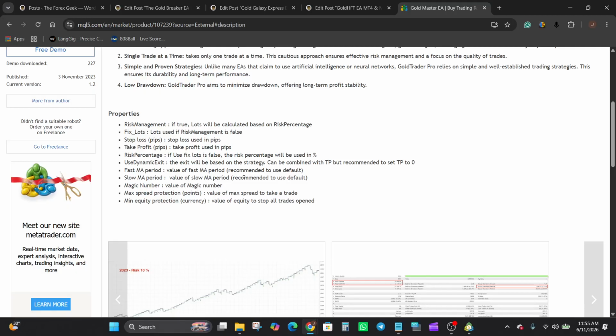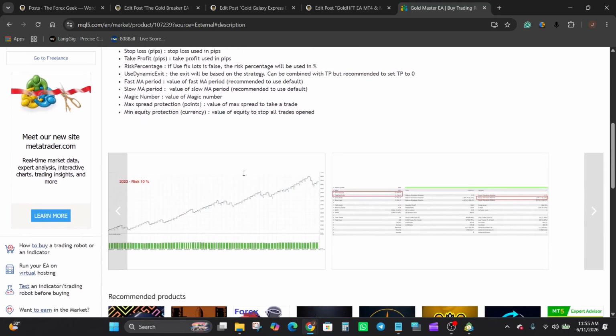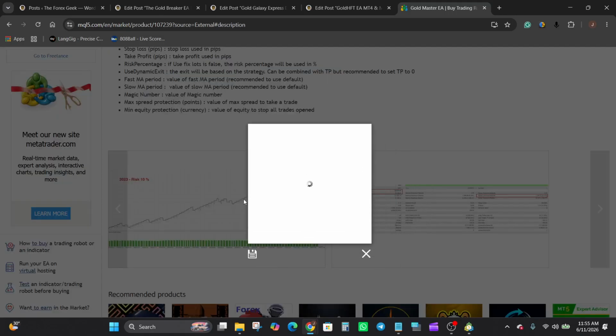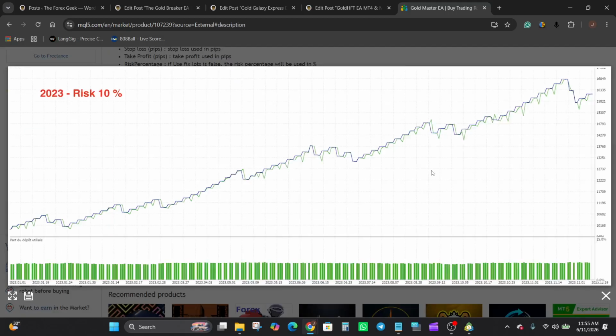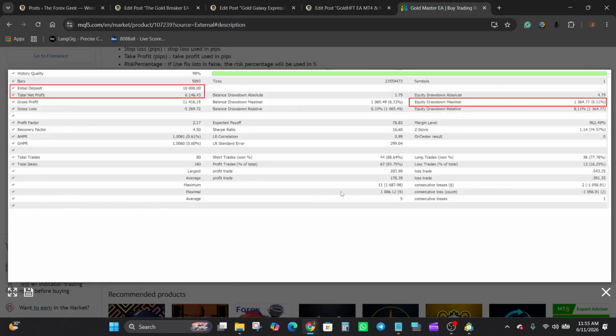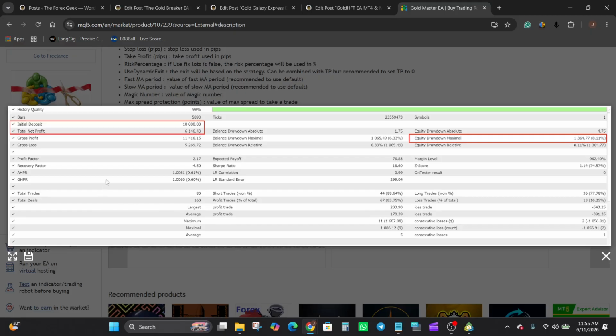Now, moving into the backtesting section, let us start by reviewing the historical performance presented here on the MQL5 Marketplace. Here we can see 2023. Okay, this shows 2023 backtesting from the first day of 2023 till, I think, 19th December 2023. Risk 10%. All right, the balance equity curve seems to be quite interesting.